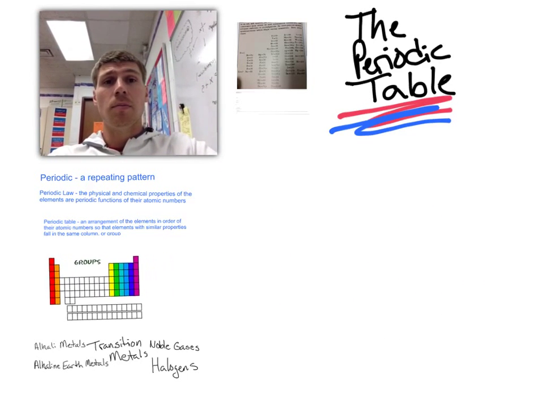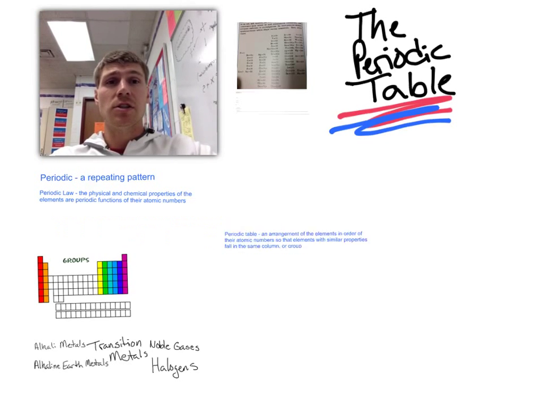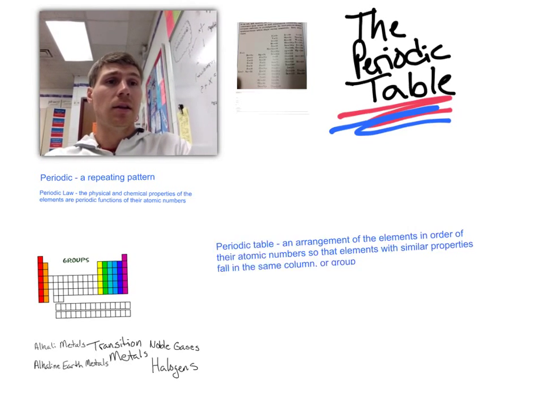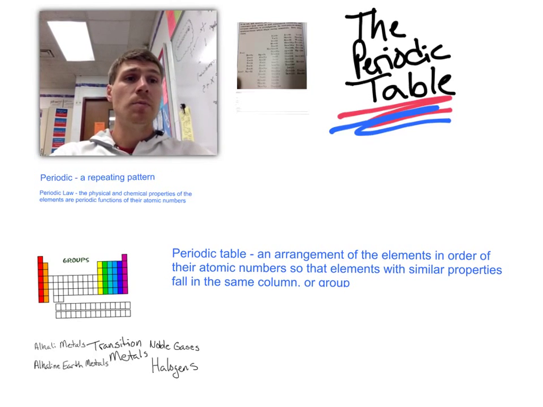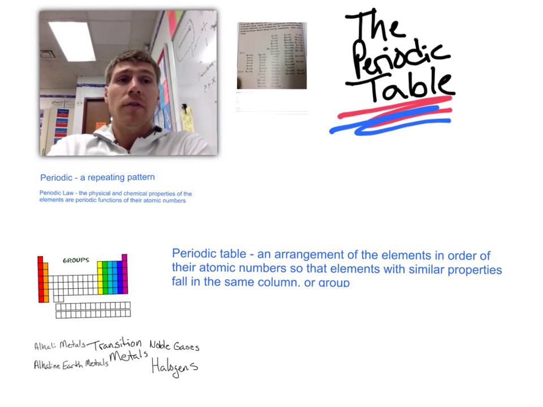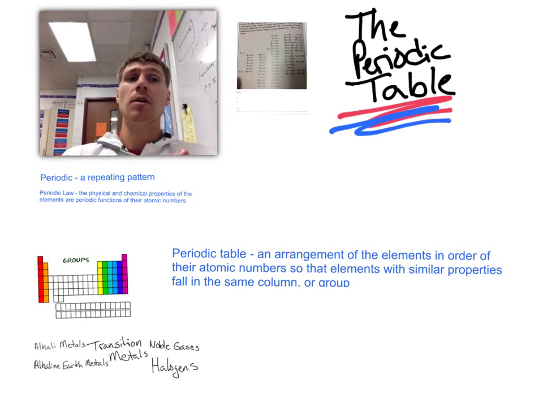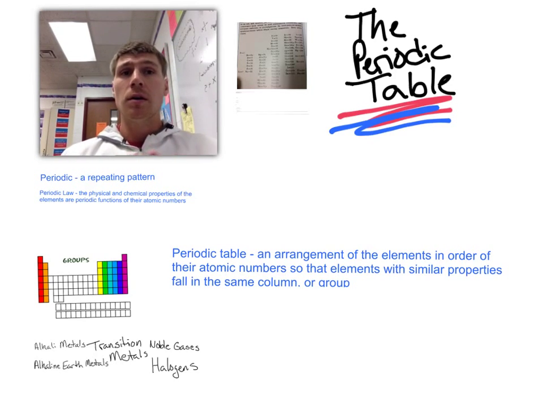And the periodic table, let's get a little definition, then we can talk about it a little bit more. So, what the periodic table is: it's an arrangement of elements in order of their atomic numbers so that elements with similar properties fall into the same column or group. Okay, that's a really big idea.